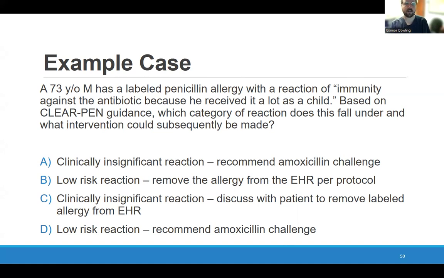So based on where we see the differences between our clinically insignificant and low risk reactions, this patient has that kind of intolerance, not a described reaction. This would be a clinically insignificant reaction. This is where we would have that discussion with the patient one-on-one, validate their allergy, and discuss with them the benefits of removing this allergy and delabeling them. And if they are agreeable to it, remove the labeled allergy from the EHR.